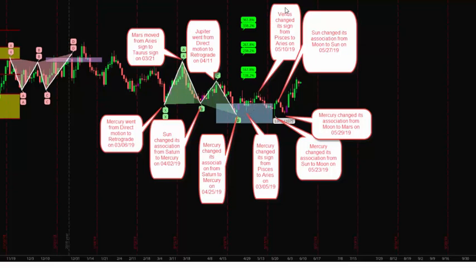And then we had Venus change its sign from Pisces to Aries. It was moving in Pisces, Venus, and then it moved into Aries on 5/10, and that caused Euro USD to form a swing high. The next day it broke the low and then started coming down. Then it came down to where Mercury changed its association from Sun to Moon on 5/23. So on 5/23 it formed a low.